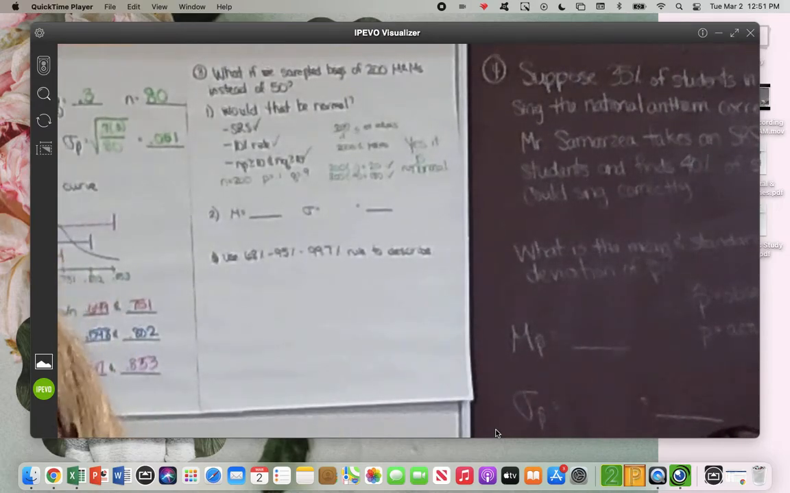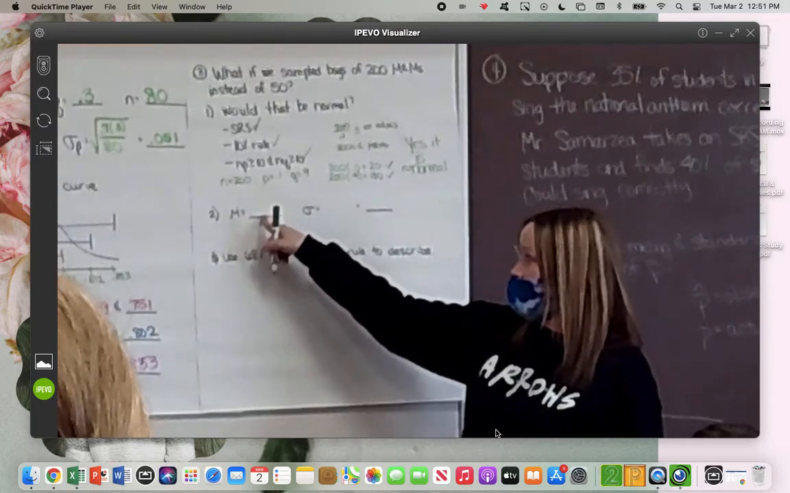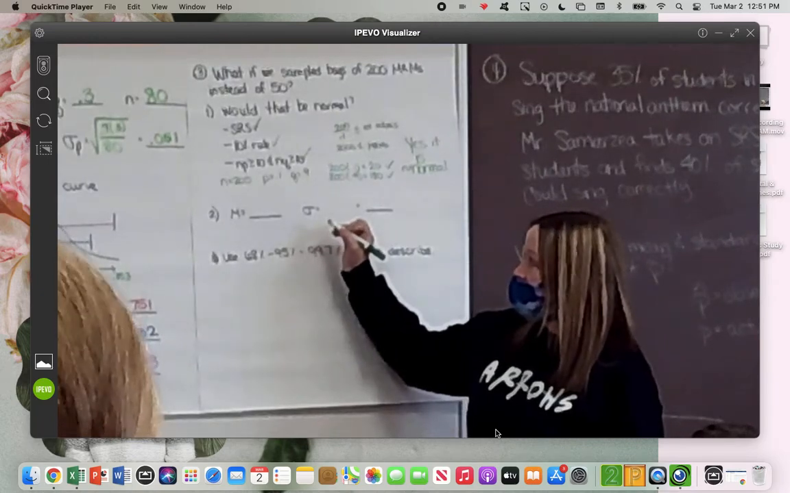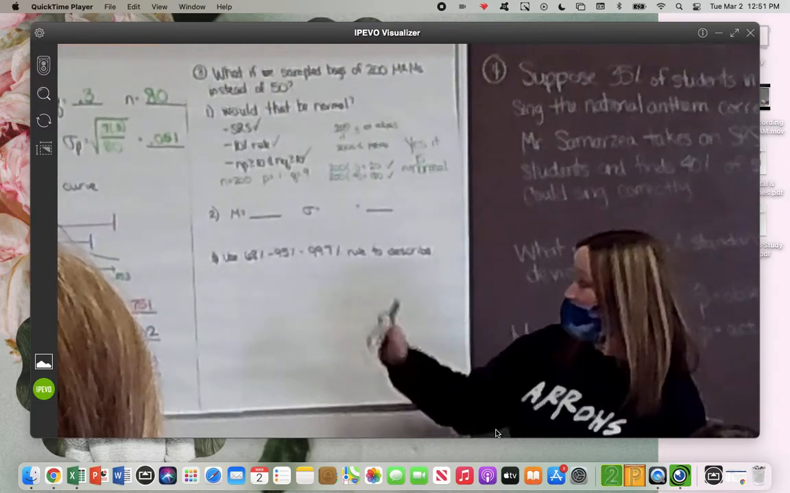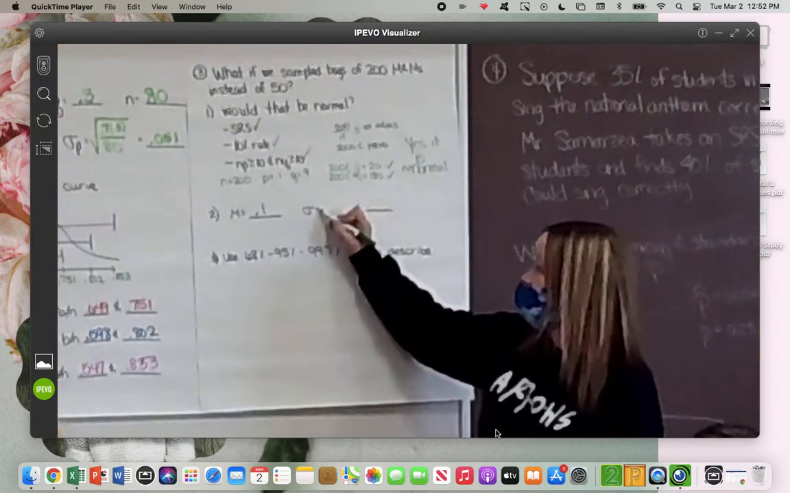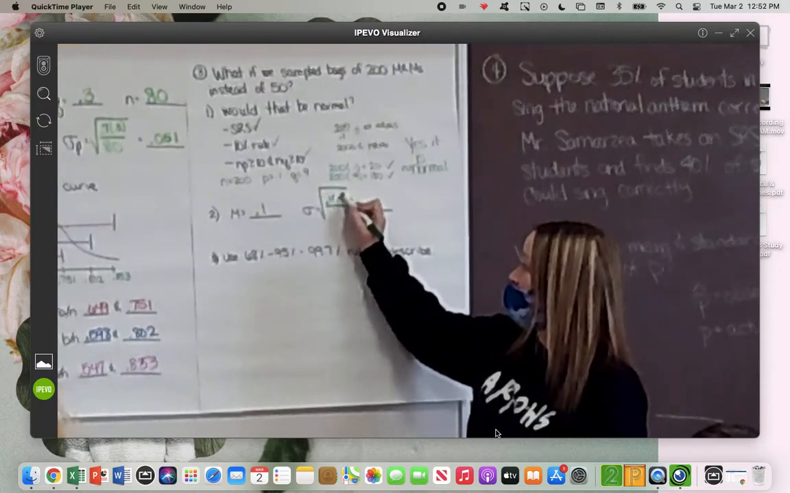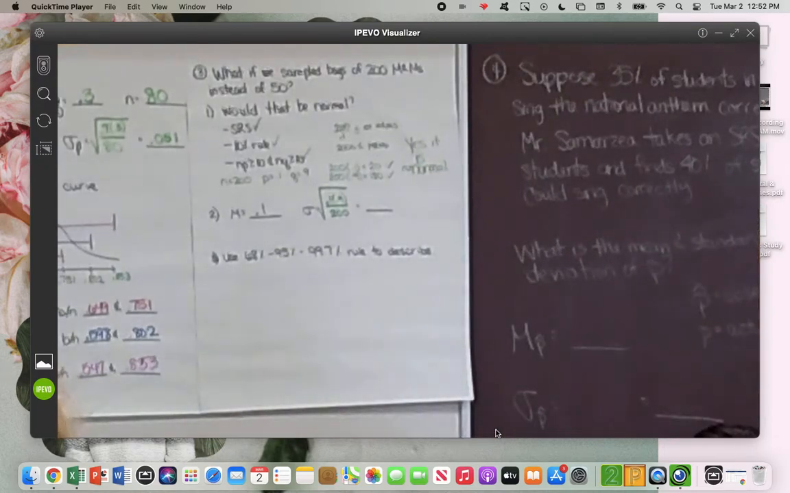So once we know that the normal conditions are met, now we can calculate the mean and standard deviation. So the mean's the probability of success, so what's our mean? 0.1 or 0.10. All right, then our standard deviation, we're going to take P times Q and divide it by our sample size, which is now 200. All right, so I'll give you guys some time to plug that in.